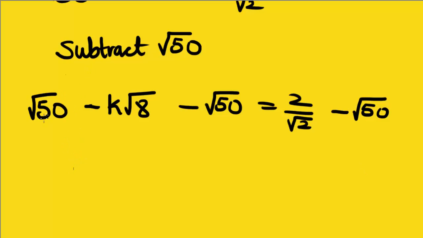So simplifying, root 50 minus root 50 is 0. Any number subtracted from itself is 0. So we have this now.